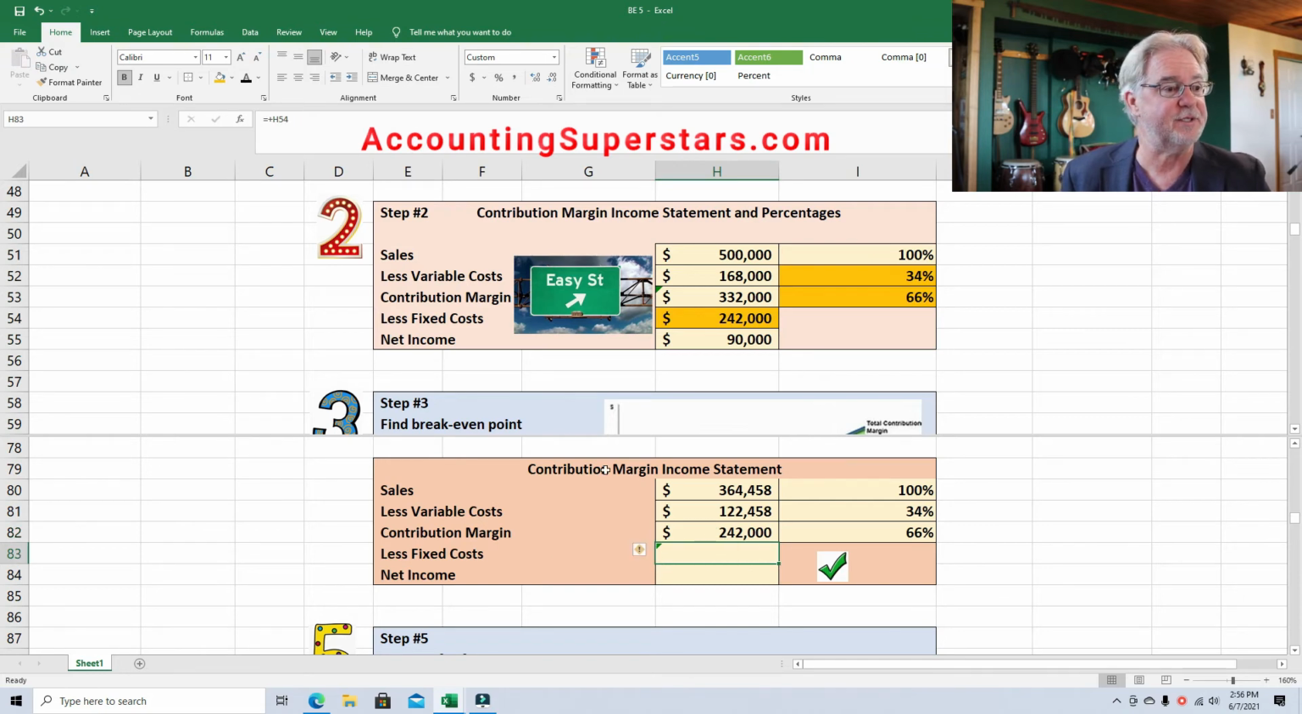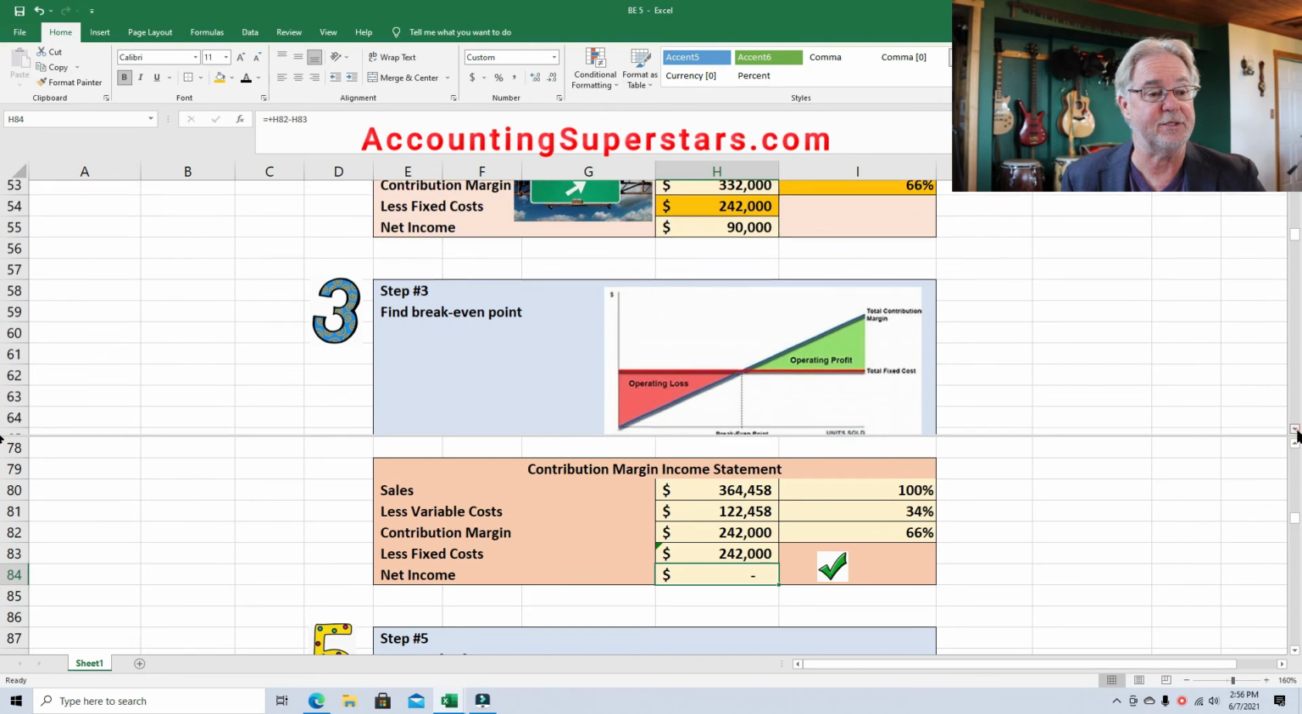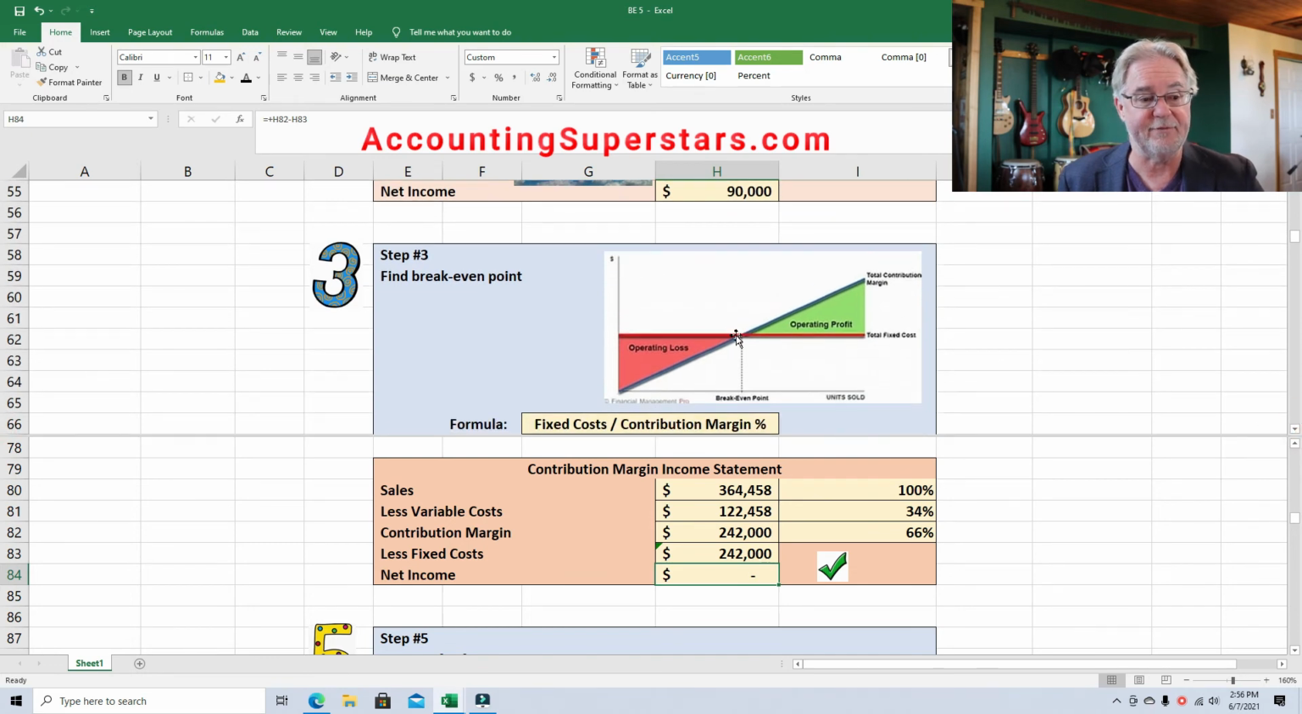Now the fixed costs come from our information up above. Our fixed costs are, well, they're fixed. They're staying the same, 242,000. Now check this out. Contribution margin, 242, minus away fixed costs. That means your net income would be 0. In other words, this is the point where we're breaking even. No net income. No, there's not a net loss, not a net income. We're breaking even. So we've proved that we got the right answer.